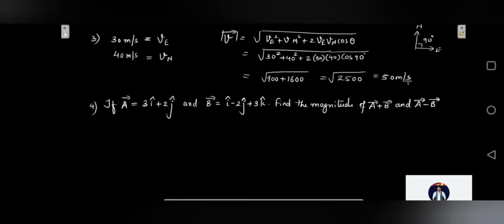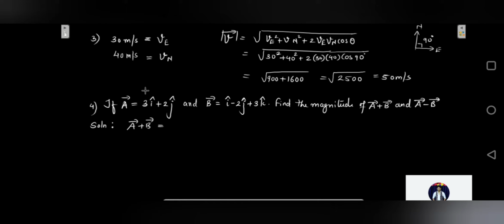Okay, so let's start with the solution. Here we are going to use the analytical method which we have studied to find out A plus B and A minus B, because A and B are given to us in the component forms. So how will we find out A plus B? You have to directly add the X component, directly add the Y component and Z components together.